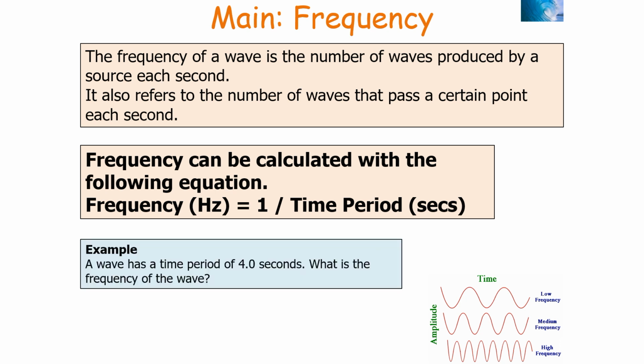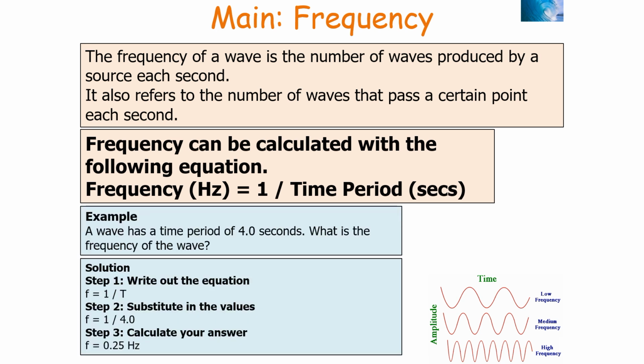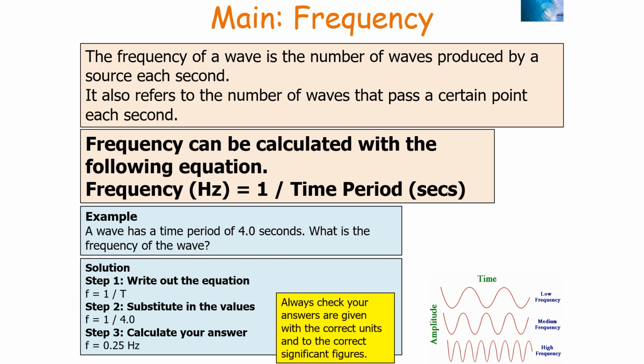So if you have a time period of 4 seconds, what would the frequency of the wave be? Well, frequency is 1 over time period, so it's 1 over 4 in this particular question, which is 0.25 hertz.